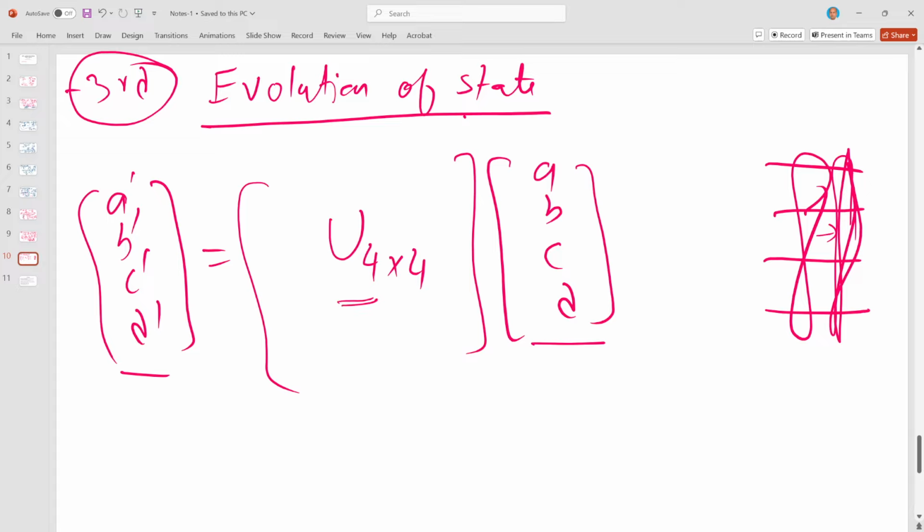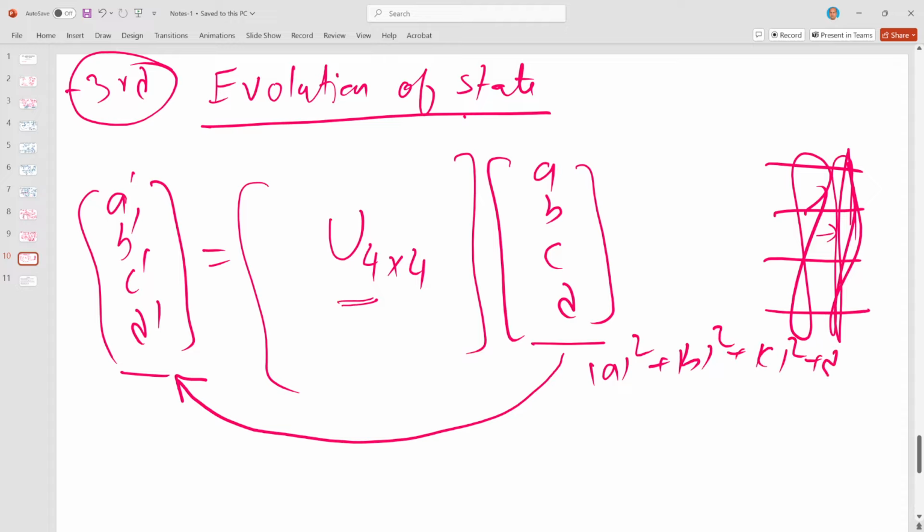But this matrix cannot be just any matrix, because we have to make sure that a normalized state is transformed to a normalized state. Because if this is a legitimate state, we already know that A mod square plus B mod square plus C mod square plus D mod square has to be 1. So this has to be a matrix that transforms a normalized state to a normalized state.